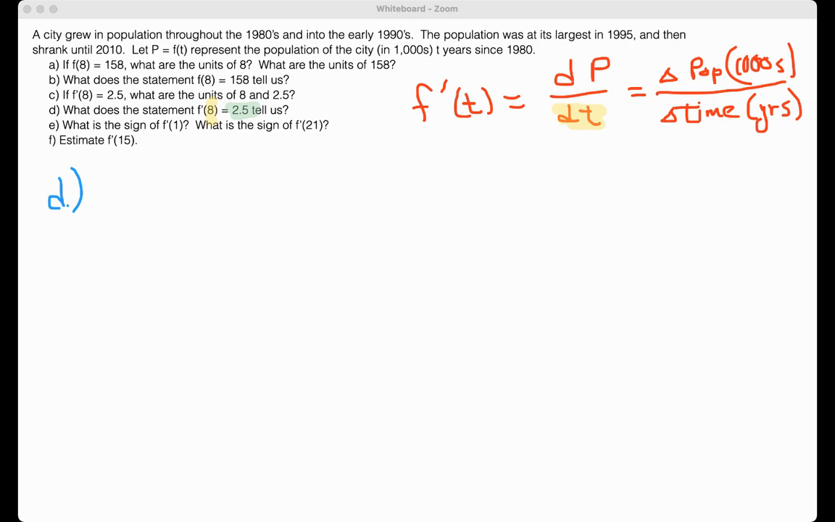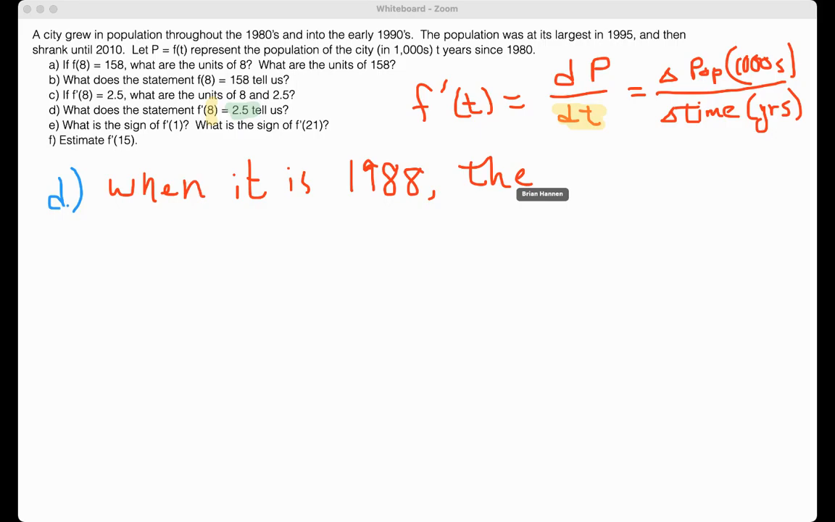What this really means for us is, not at x equals 8, but when it's 1988. That was a horrible 9, but that's what it is. So when you see t is 8, that means it's 8 years after 1980. It's 1988.